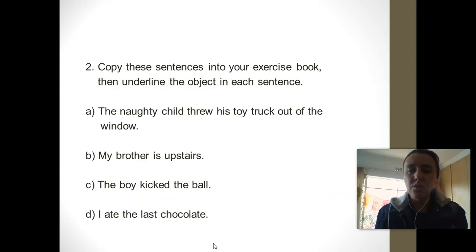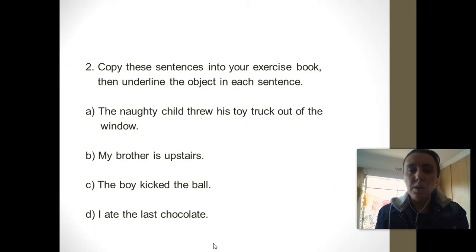The next thing that you need to do for number 2 is copy the sentences into your book and then underline the object. See, they could ask you to do anything with a sentence. They could ask you to find the verb, identify parts of speech, identify the predicate, identify the object. So you just need to read each instruction very carefully and make sure that you only stick to doing what they ask you to. All right.